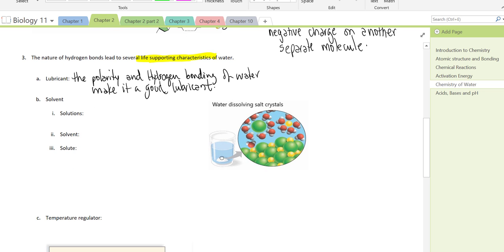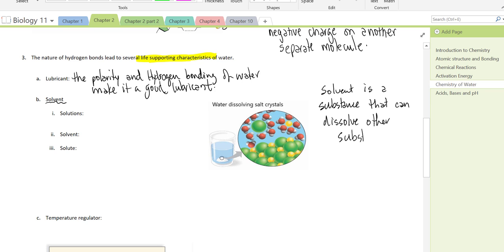What else? Well, water is a great solvent. So if we don't know, right, what's a solvent? Well, a solvent is a substance that can dissolve other substances.